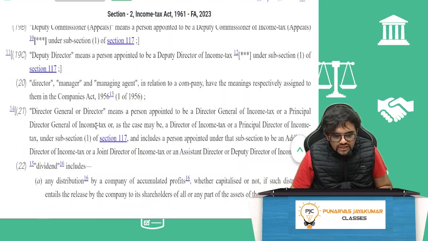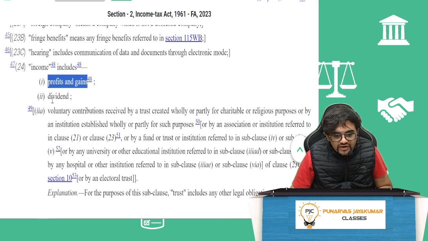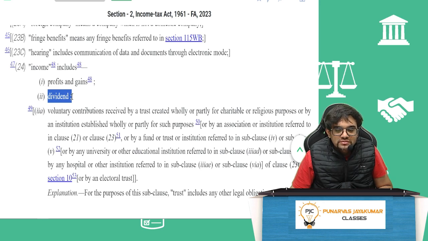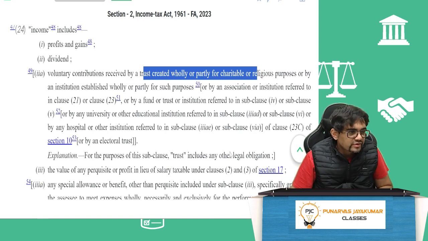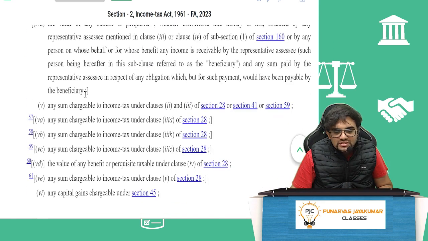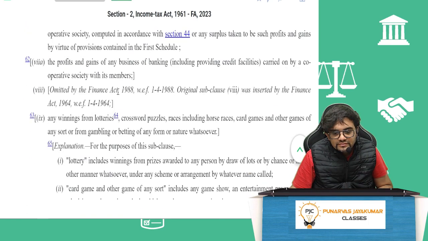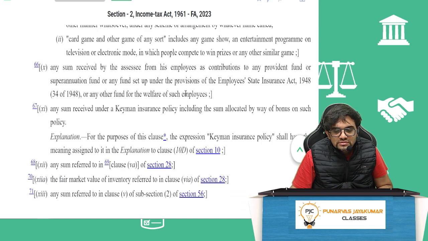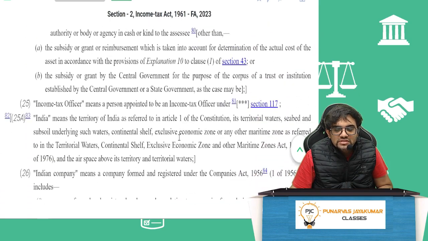And it should be what? Income. What is income? 2 clause 24. So income is an inclusive definition. Whatever you know income is, it's already there. First one you see profits and gains. This will be linked in PGBP chapter. Dividend, IFOS, income from other sources. Trust taxation. So all our chapters derive from 2 clause 24 only. Value of any perquisite, salary chapter. Then it's all business only, 28, 41, all business, PGBP. Capital gain, 45. Winning from lottery, other sources. Scheme and insurance policy, PGBP. 56 means IFOS, income from other sources. So basically everything comes here, my dear buddies.